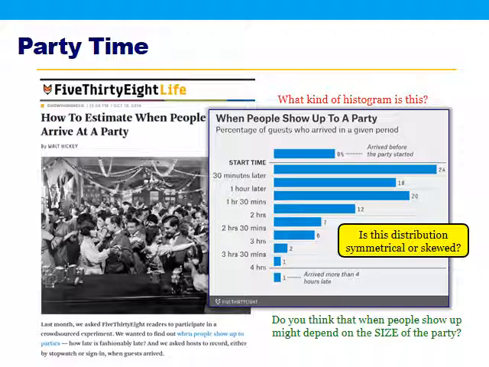Now, I've encouraged you to try to not think about variables as individual things, but to think about how different variables might relate to each other. One other thing that they looked at in this study is they wanted to see if the time that people show up to a party depends on how many people were invited, the size of the party. As you can probably imagine, there's more pressure to show up on time if the party is smaller, and less pressure to show up on time if the party is bigger.